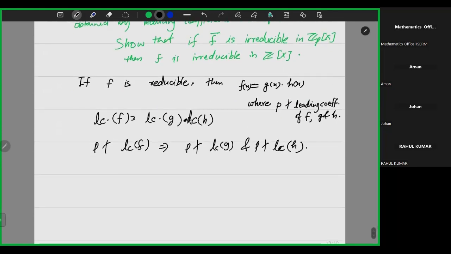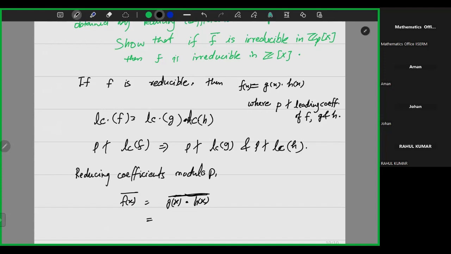Now reducing coefficients modulo P, Fx can be written as Gx bar into Hx bar. You can check that this factorization also holds in ZpX, because initially it was like this. Now it can be written as such because reducing coefficients modulo P is a homomorphism. So this is Gx bar into Hx bar.